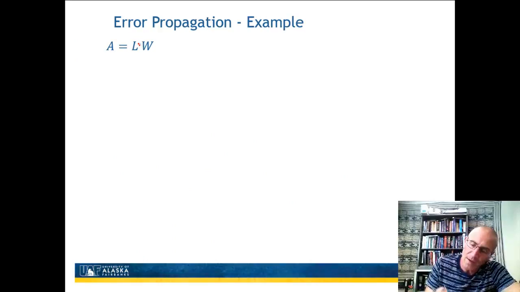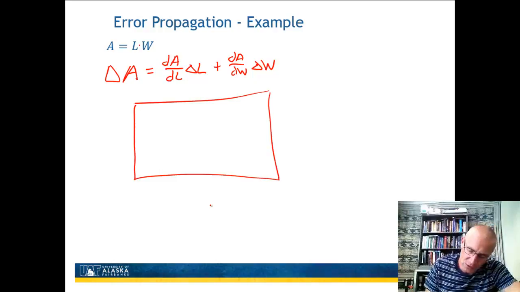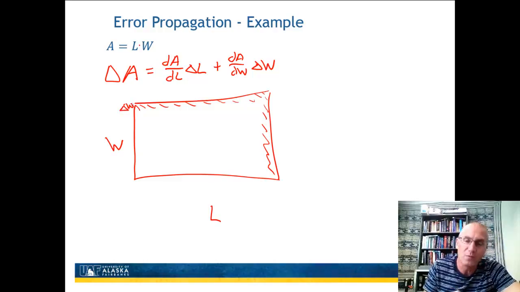So let's start with a simple one. Remember, here we had measuring the area, and if I want to determine the uncertainty in the area, I'll call that delta A. It's going to end up being equal to dA/dL times the uncertainty in the length plus dA/dW times the uncertainty in the width. Go back to my measuring: if this is the length and this is the width, and we knew our uncertainty from our measuring device was more or less that, this is my delta W, my uncertainty in the width, and this one over here is the uncertainty in the length.